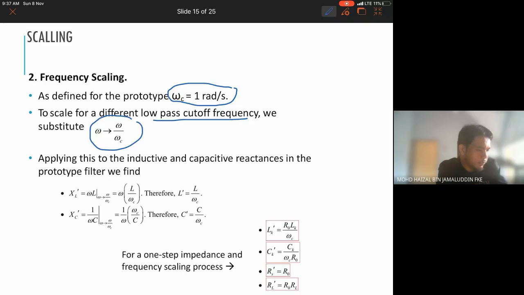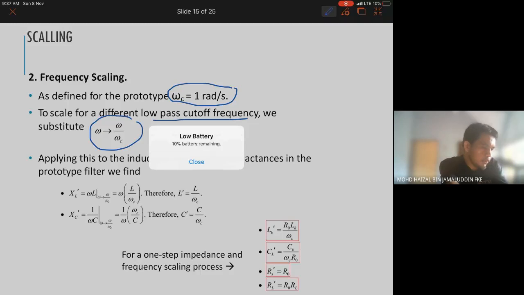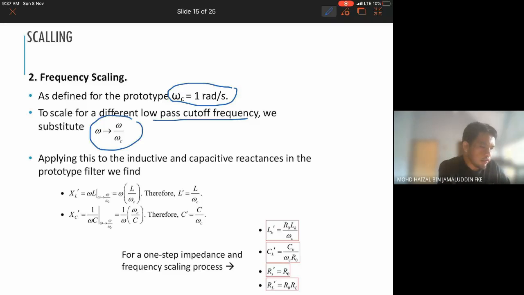So from this, we have XL, from the basic XL equal to omega L. Then we replace it with L over omega c. Therefore, the new L is L over omega c. For the case of capacitance, the susceptance is omega C. We replace omega with omega over omega c. And therefore, we have C prime equal to C over omega c.